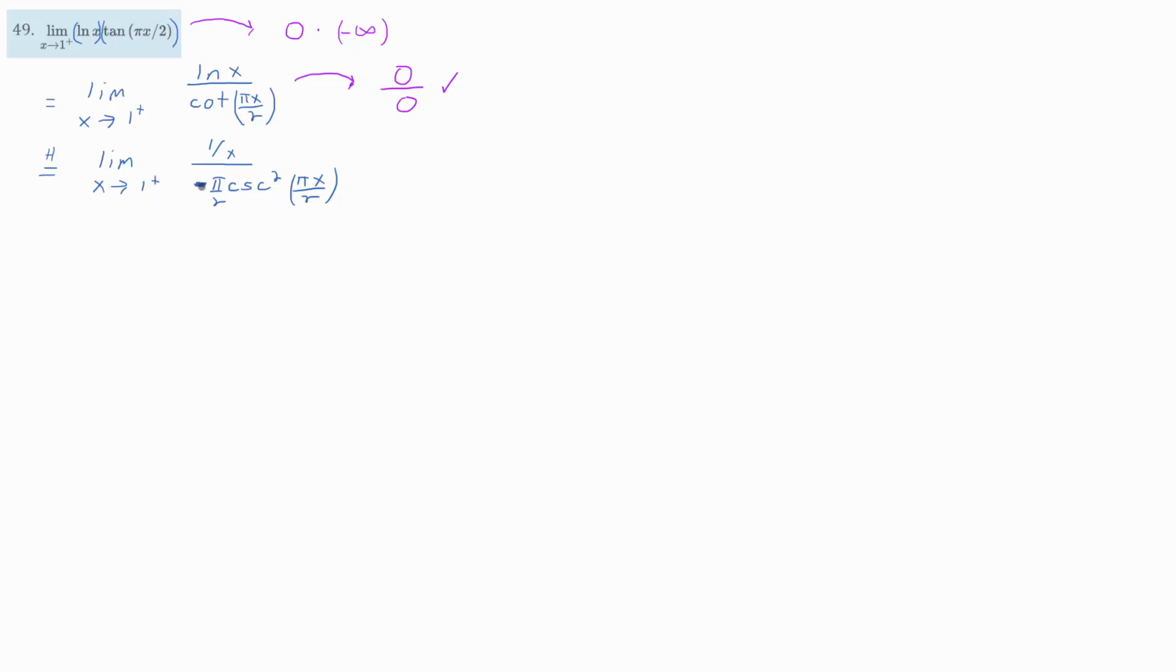Don't forget the negative. And now I think we can just take the limit directly. If you plug in 1, you get 1 on top. If you plug in 1 down here, you get the cosecant of pi halves squared. And the cosecant of pi halves is 1. So you square it, you get 1. So times negative pi halves here. And that's equal to, flip and multiply, negative 2 over pi.